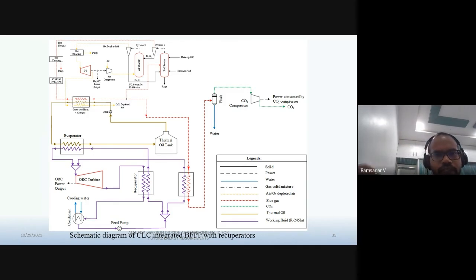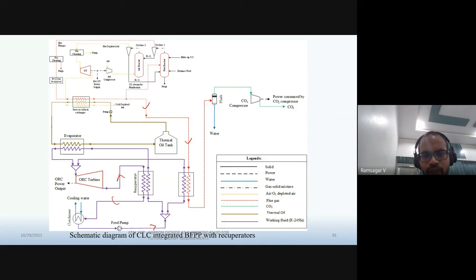So the waste heat from the CO2 stream is extracted, and also the waste heat from the stream which is coming out from the turbine. Usually we remove it by using a condenser, but it is first extracted by using one recuperator, and again the remaining heat is removed by using the condenser. And whatever waste heat we extract is directly transferred to the ORC fluid.